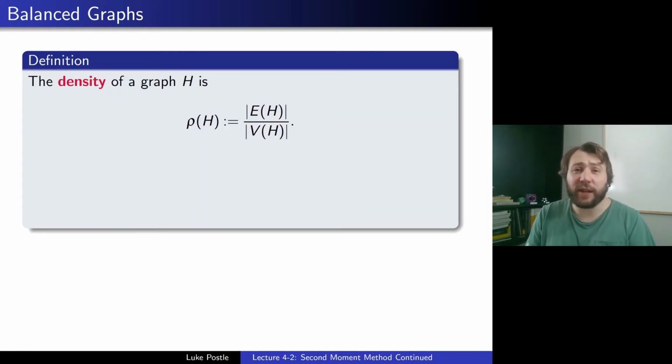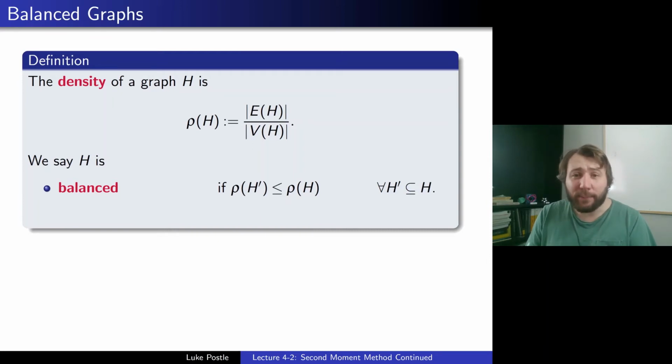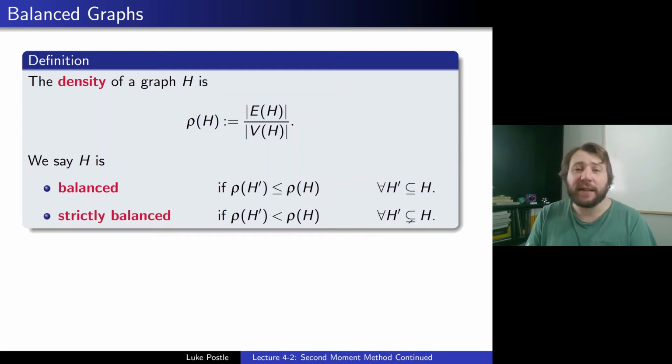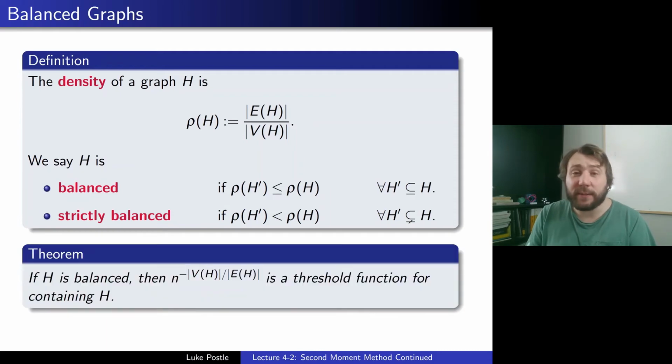So our next example generalizes the previous one to all graphs. The key parameter to study is the so-called density of a graph H, which will be denoted rho of H, which is the number of edges over the number of vertices. We will say that H is balanced if this density is at most the density of the whole graph for all subgraphs H prime of H. And we'll say that it's strictly balanced if the density is actually strictly smaller for all proper subgraphs of H. So this will be the key to understanding threshold functions, and we will indeed prove a theorem that says if H is balanced, then n to the minus vertices over edges is a threshold function for this property of containing H as a subgraph.